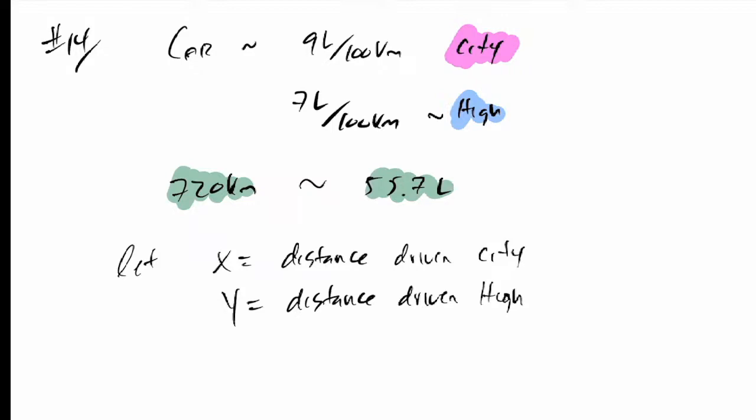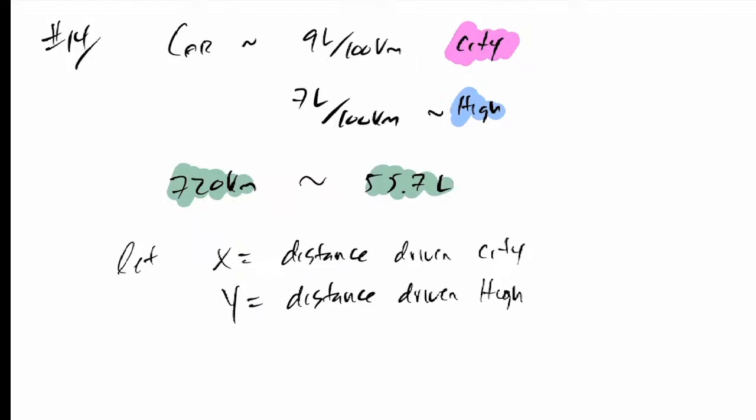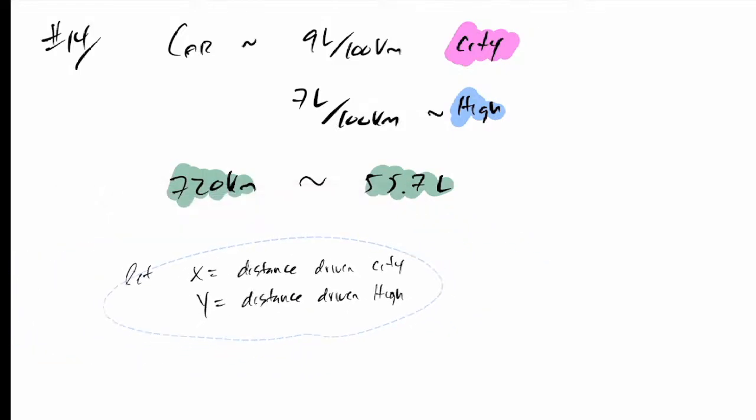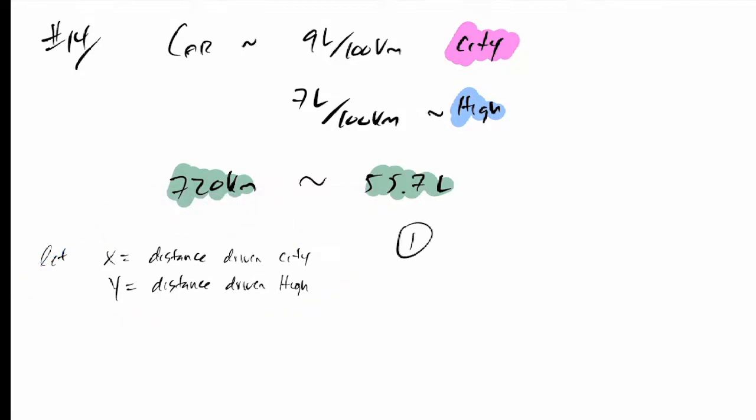All right, good. So continuing on with this here, you know that your total trip is going to be 720 kilometers. So if you put x plus y equals 720, then you've got your distance by city and distance by highway comes out to 720. For part 2, though, you want to talk about how much gas did you use.